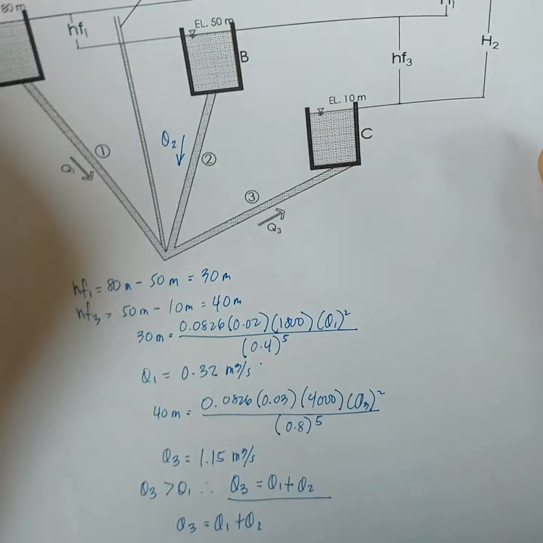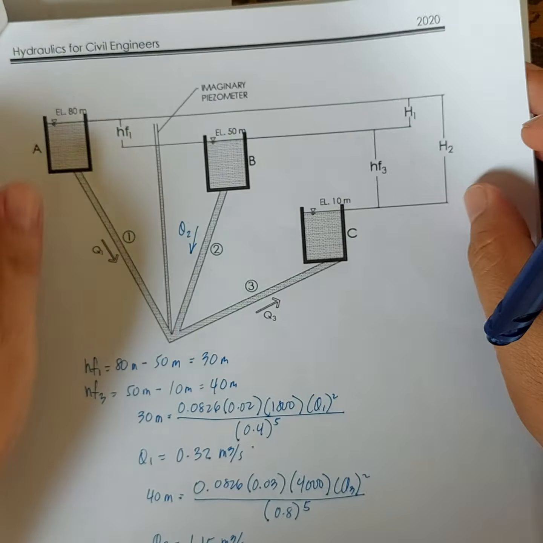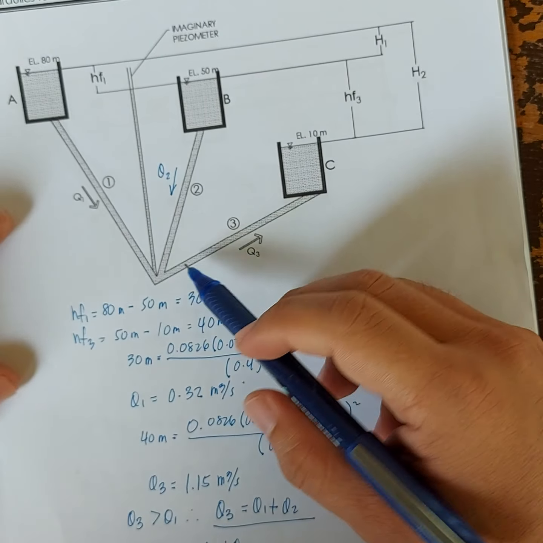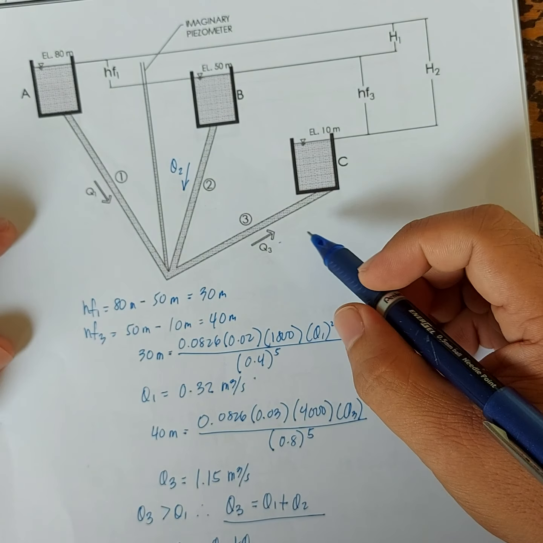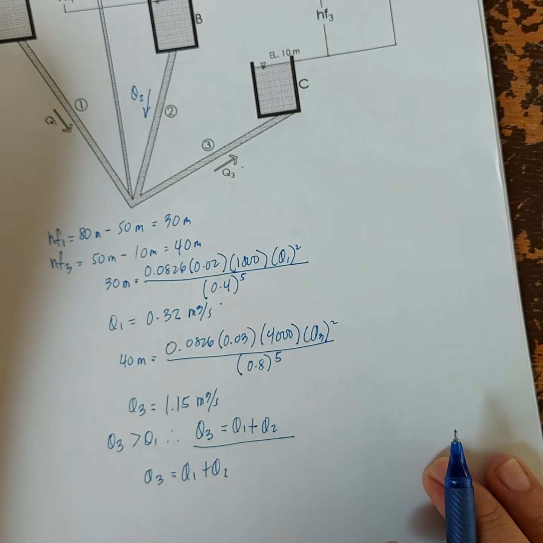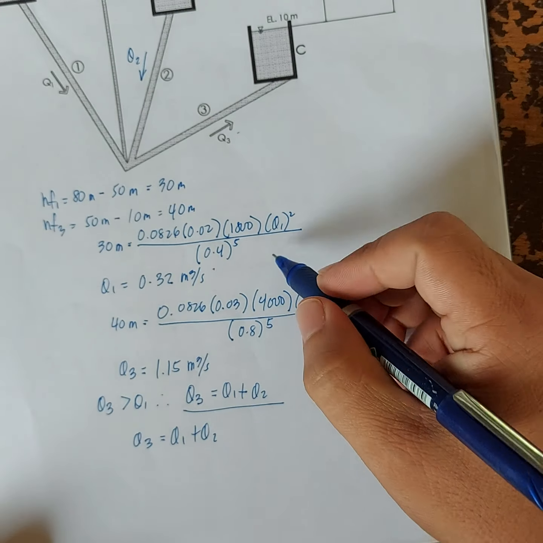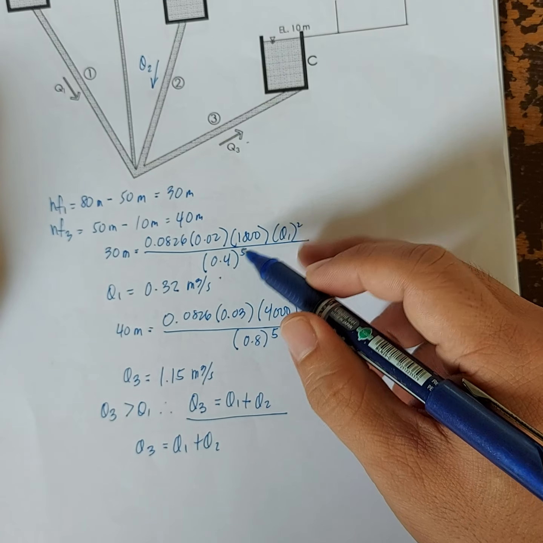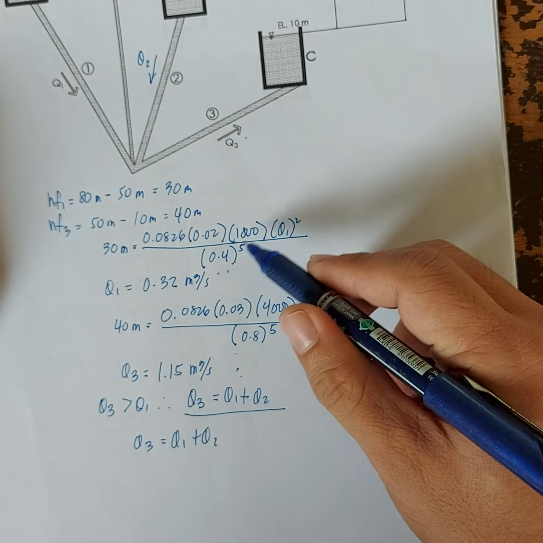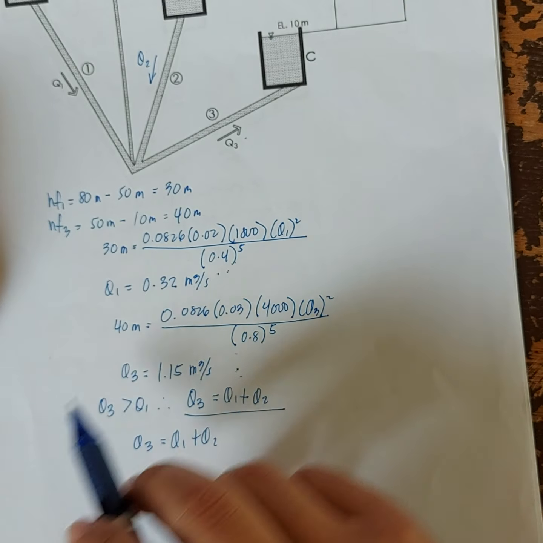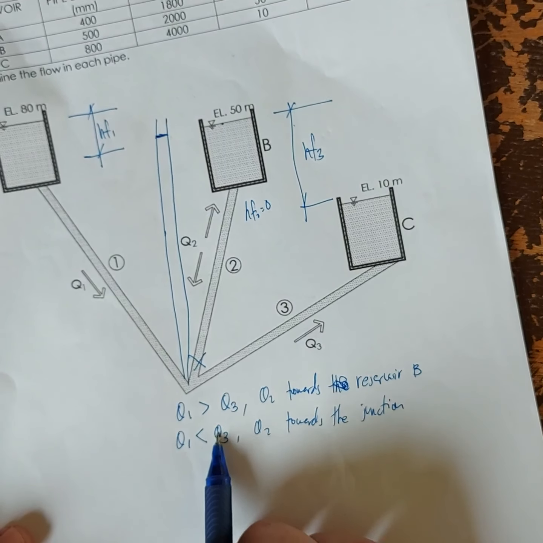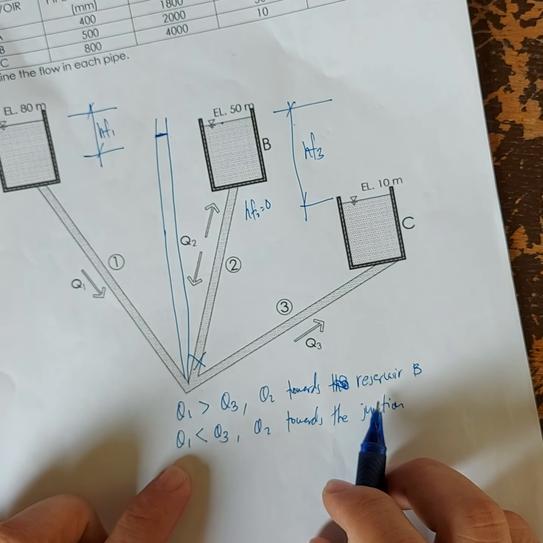And then solve for the head loss. Okay, solve yung head loss ng pipe 1 and pipe 3. Okay, then after solving for the head losses, we can solve for the discharge in pipe 1 and discharge in pipe 3. So we are going to compare the computed values of Q1 and Q3. Now if Q1 is greater than Q3, that means Q2 is going towards reservoir B.